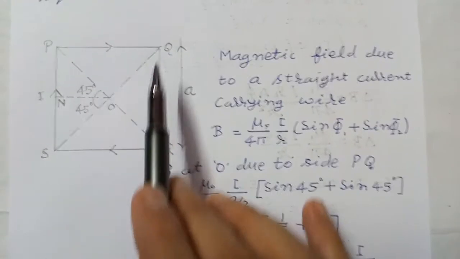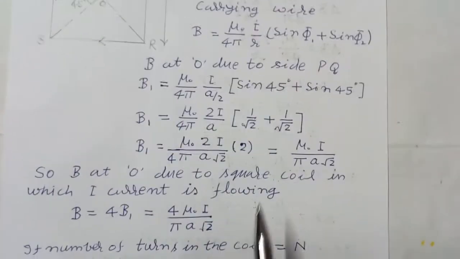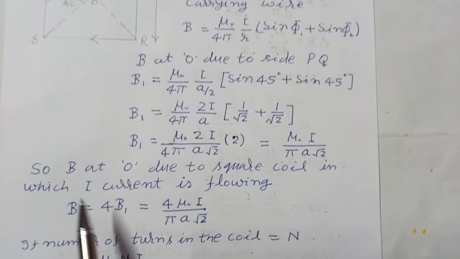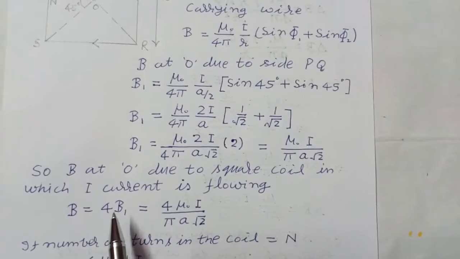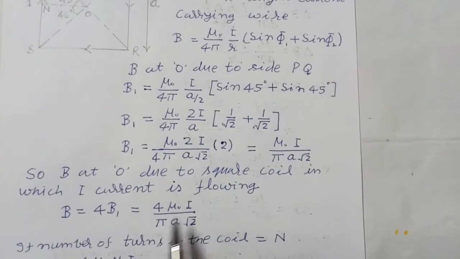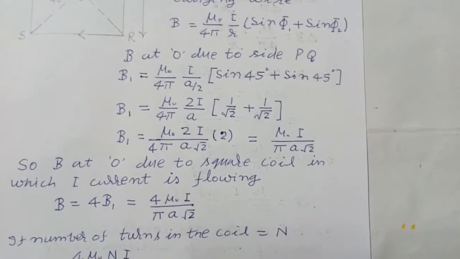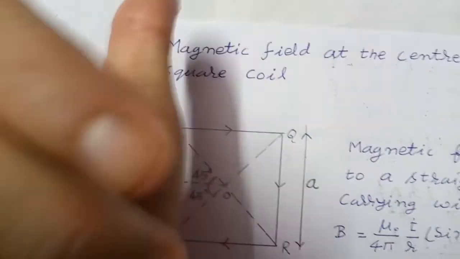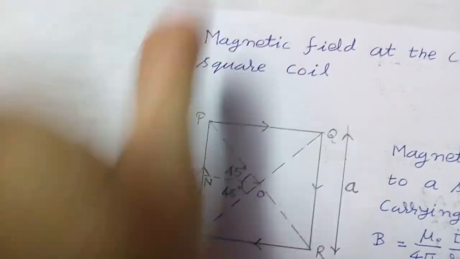Now there are 4 such sides. So the net magnetic field B will be the sum of all these. So the magnetic field at O due to the square coil in which current I is flowing, B is equal to 4 B1. This is equal to 4 mu naught I upon pi a root 2. Now by the right hand thumb rule, the direction of this magnetic field is perpendicular to the plane of the paper and inward.